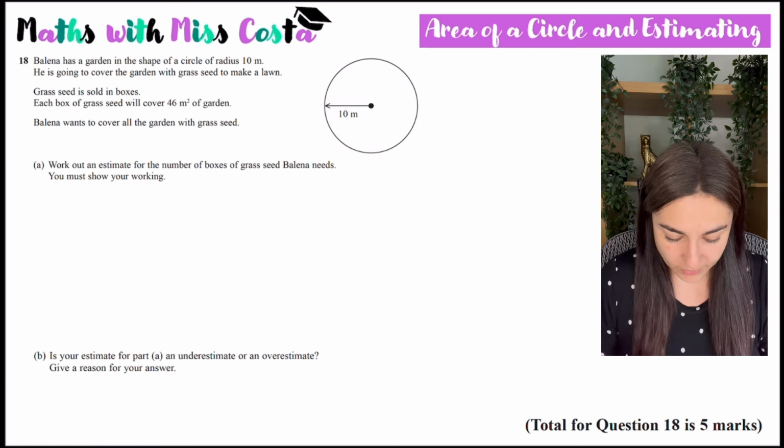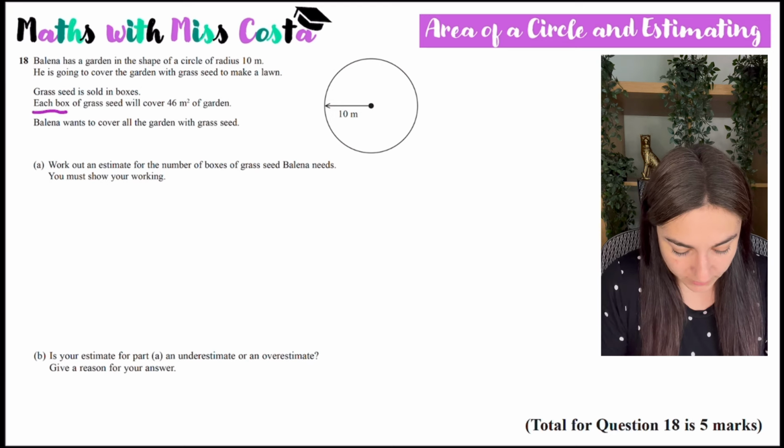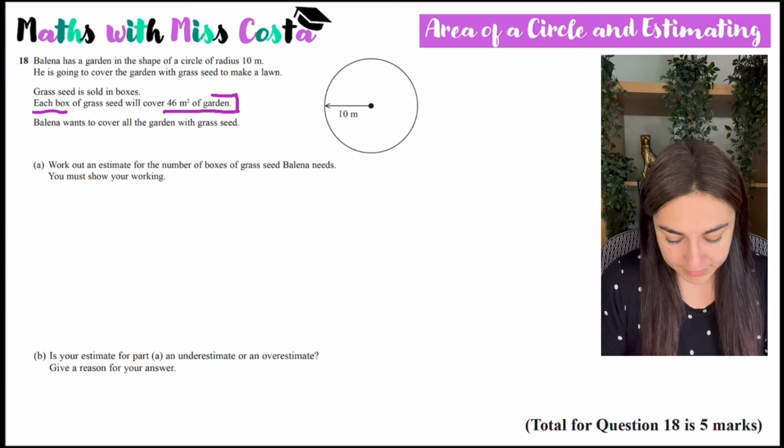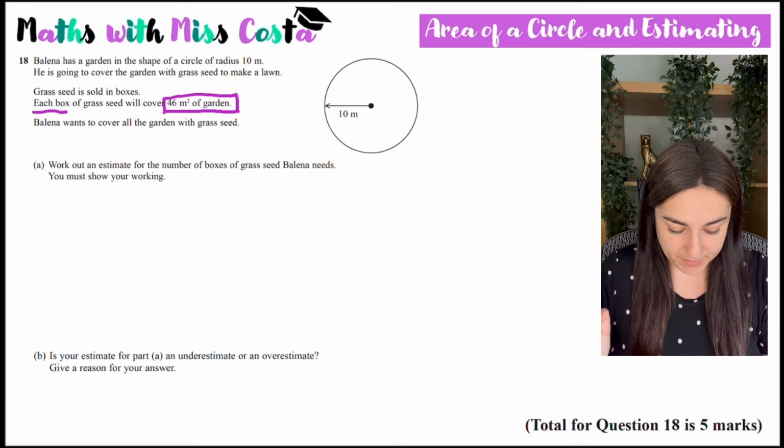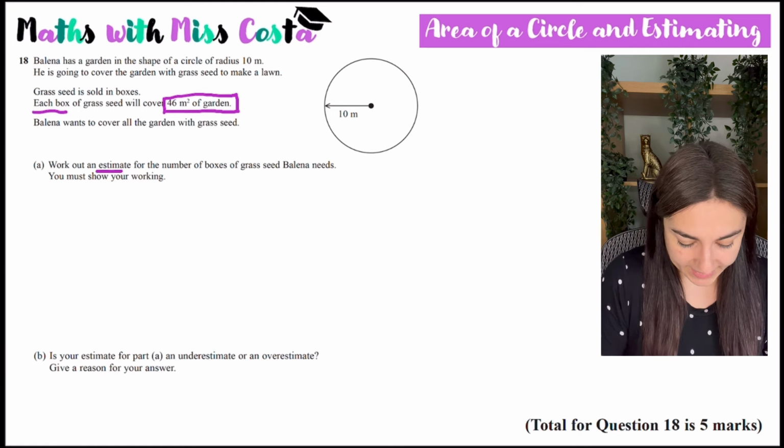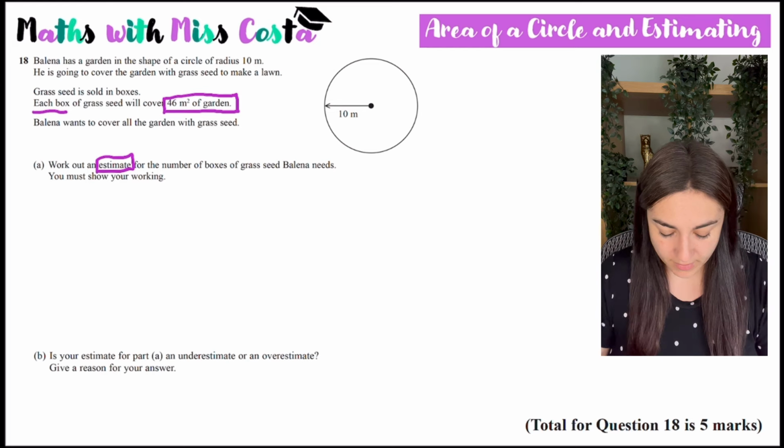Now, grass seed is sold in boxes. Each box will cover 46 meters squared of garden. Bellina wants to cover all of the garden with grass seed. So I need to work out an estimate for the number of boxes of grass seed Bellina needs.